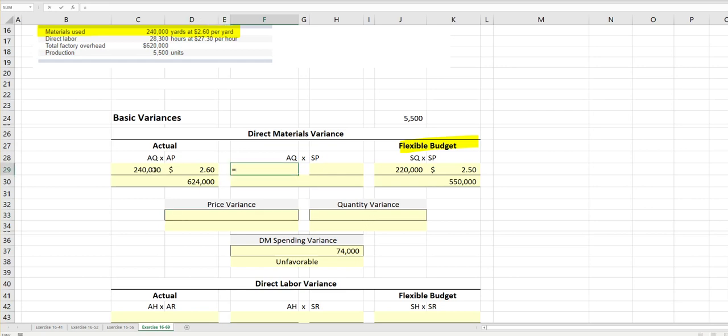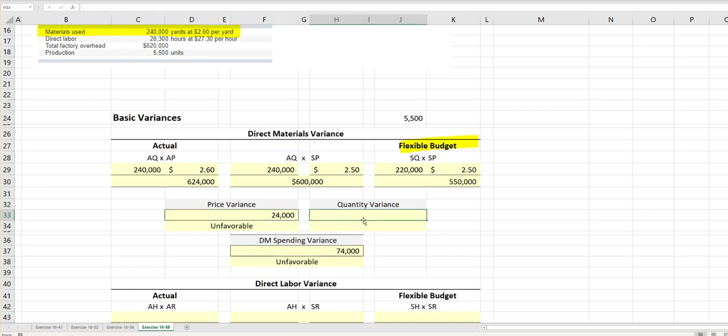Actual quantity used, again, 240,000. Our standard price was $2.50. And we can calculate that center column, $2.50 times 240,000, is $600,000. Our price variance, of course, is unfavorable because our actual material cost of $2.60 a yard was higher than our planned. We can calculate that price variance one of two ways, simply the difference between the $624,000 and the $600,000, or we can calculate it as the difference in cost per yard of 10 cents per yard times the 240,000 yards that we purchased.